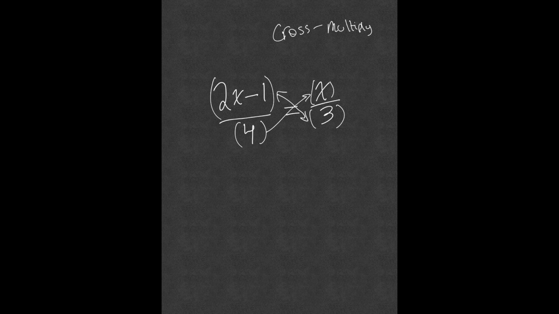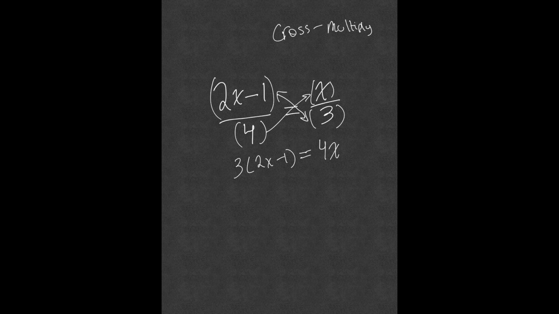And so what you end up with, right? So let me look at this first. The 3 over here and the 2x minus 1. What is that? Well, it's just 3 times 2x minus 1, okay? And that's going to be equal to what's on the right side, which is just 4 times x, or 4x. And now we can see here that we don't have any fractions anymore, which is a good thing.